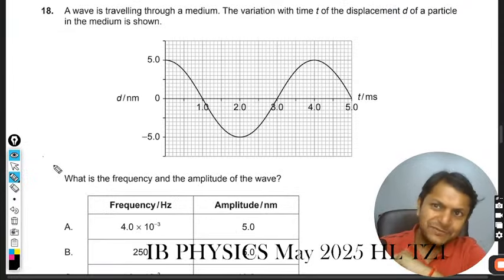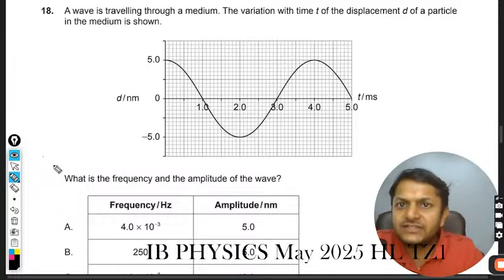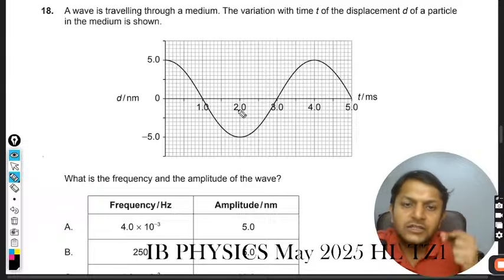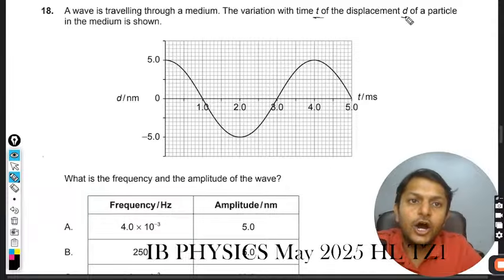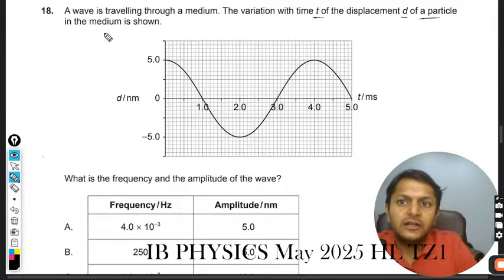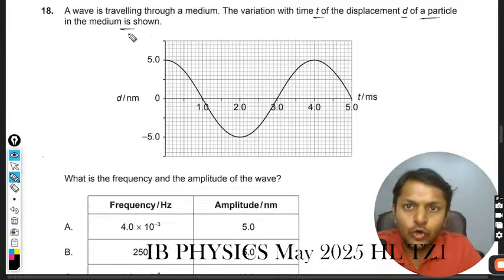Okay, dear student, let's see what is there in this question. A wave is traveling through a medium. The variation with time t of the displacement d of a particle in the medium is shown.